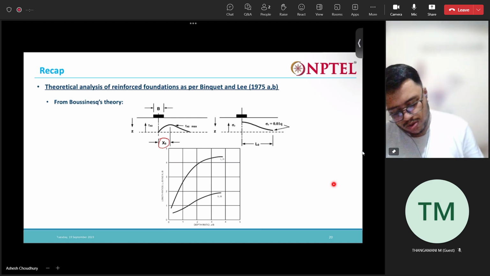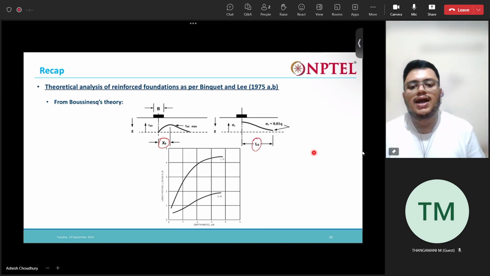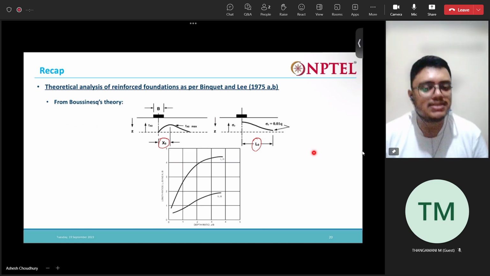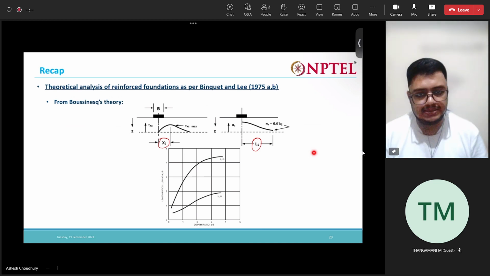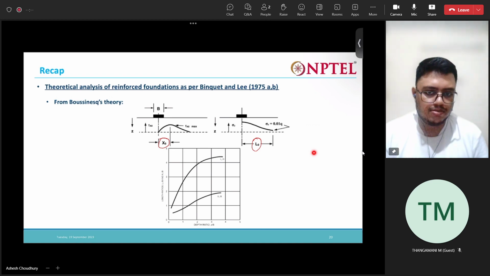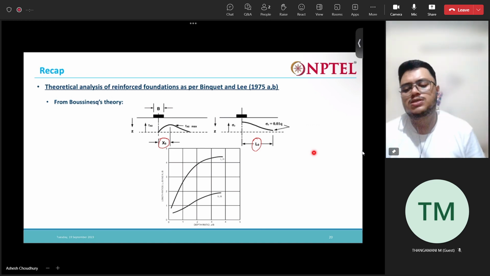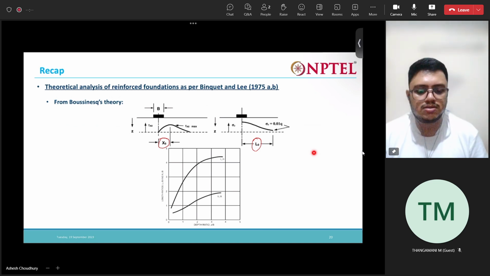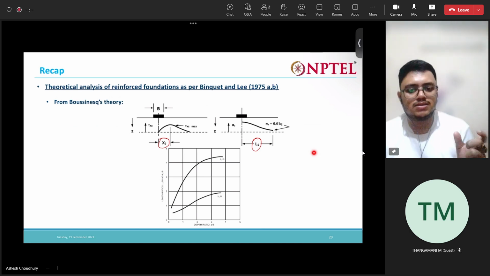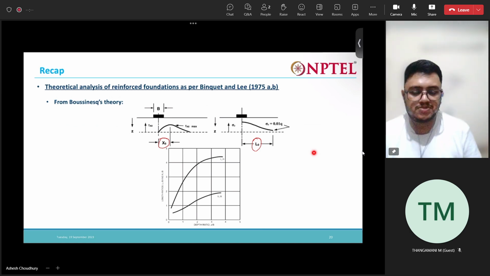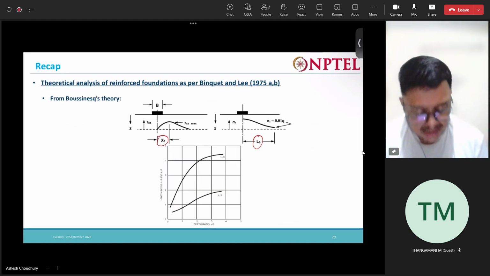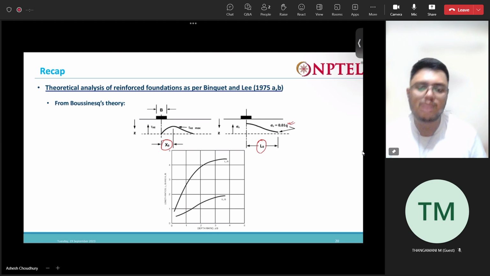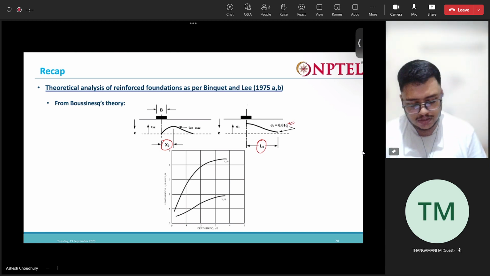And one more term we can see here, L naught. L naught is the distance from the center line, at any level, where the vertical stress reduces to 1% of the applied stress. This 1% is considered because it won't affect the straining of the reinforcement in any way. So that distance L naught is considered: the lateral distance from the center line where the vertical stress reduces to 1% of Q.